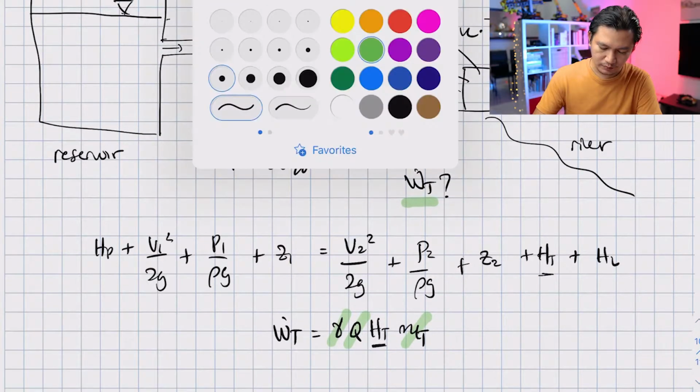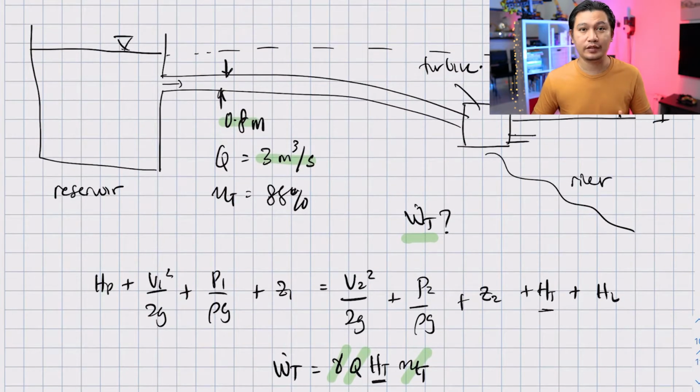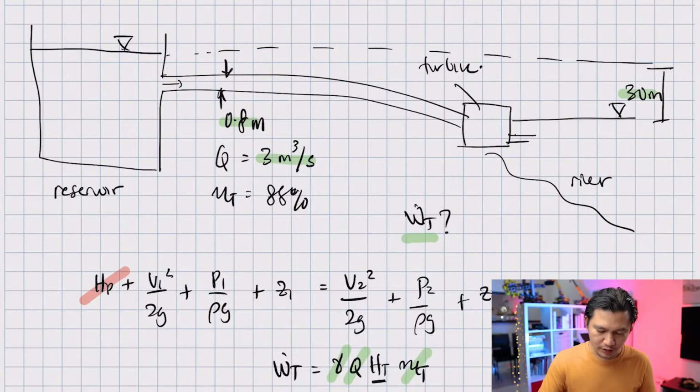But first of all, let's take a look at what are the terms that we can cancel out. First of all, of course, this problem only has turbine, so no pump whatsoever. And let's define our point 1 and point 2. So this is our point 1 and this is our point 2. So we now know that Z1 minus Z2 is equal to 30 meter.